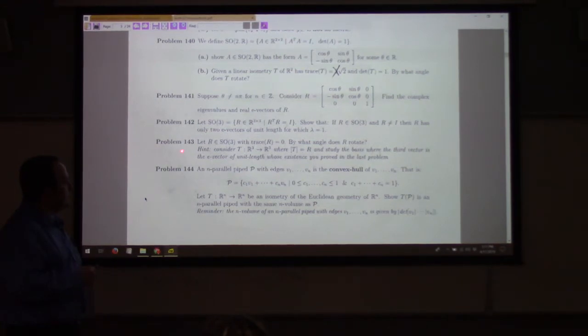And then problem 143 is actually building off these past two problems. You have a special orthogonal traceless matrix. By what angle does it rotate? All right, so I'll explain to you how we can do that problem. It does seem very mysterious if you don't approach it in the right way. This problem seems impossible to me.